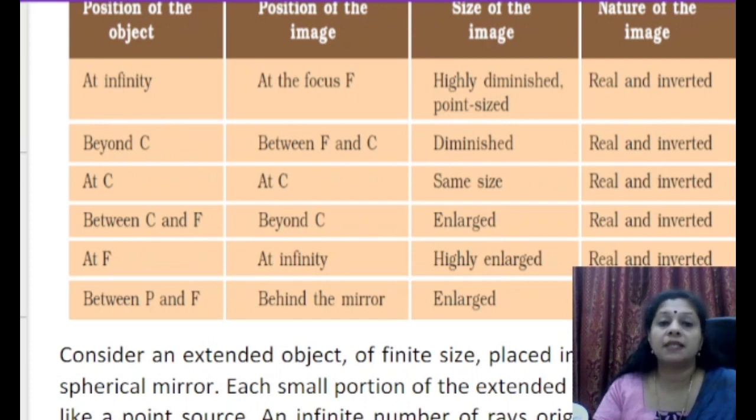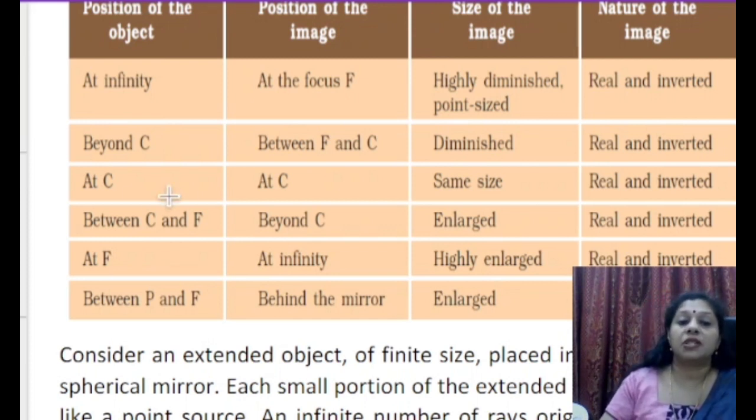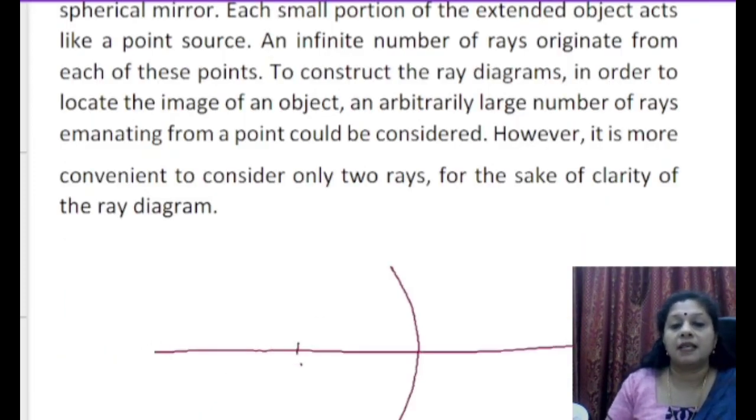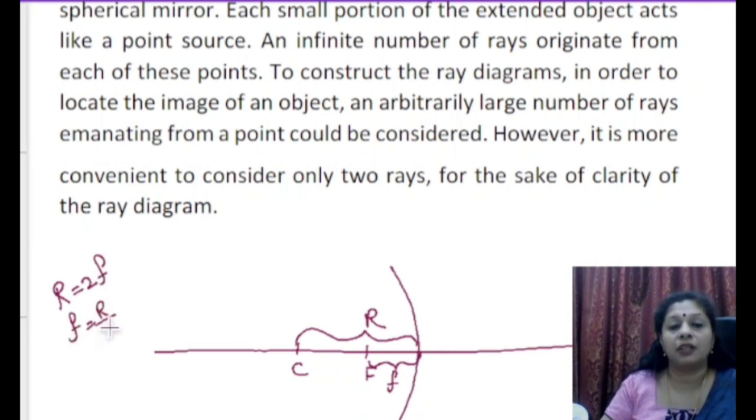The second position is beyond C. The third position is at C. Then between C and F. At F. Between P and F. Suppose I am drawing here, this is C, this is F. We learned that this is R, the radius of curvature, and the distance between the focus and the pole is called the focal length. There is a relationship between R and focal length: R is equal to twice the focal length, or focal length is equal to R by 2.